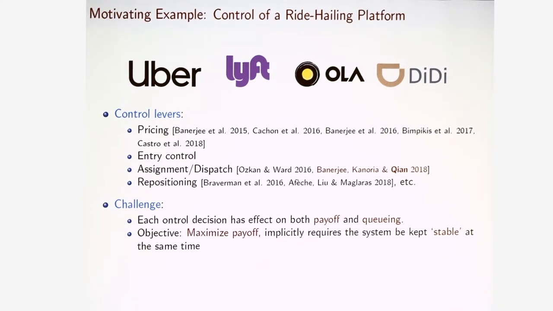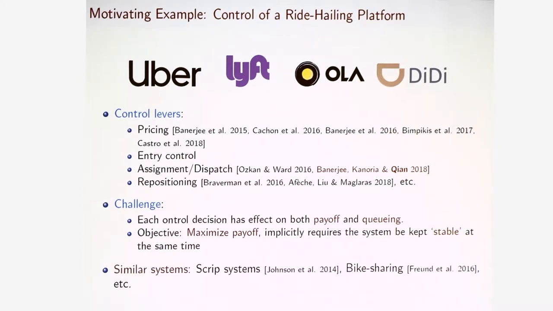So if you look at this control problem from a high level, the key challenge is the tension between the payoff effect and queuing effect of each decision. By making a decision, you change the rate of sending cars from location 1 to 2, and that also gives you a revenue, a utility, or other forms of payoff. And the platform's objective is to maximize the payoff. Implicitly, this requires the system to keep the stochastic network stable. I put a quote around stable because I'm being hand-wavy about what I mean by stability. So the platform has to be aware of the congestion in the system.